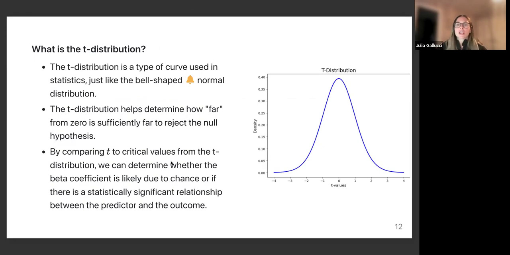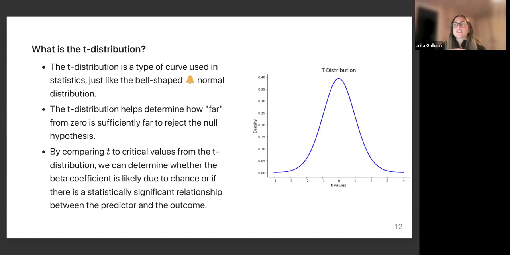So just like the bell-shaped normal distribution we talked about last class, the t-distribution is a type of curve that helps us make decisions in statistics. It plays an important role in hypothesis testing, especially when we're working with smaller sample sizes. The t-distribution looks really similar to a normal distribution, but it has these flatter tails at the end. And what this means is that with smaller samples, we're expecting more variability and uncertainty in our estimates, which is why we have these flatter tails.